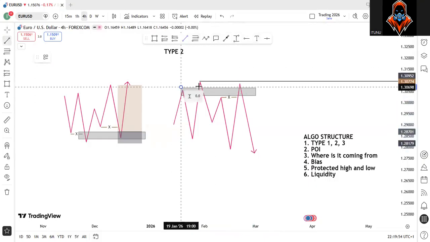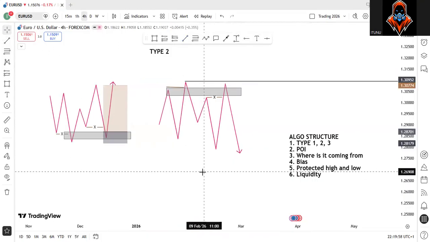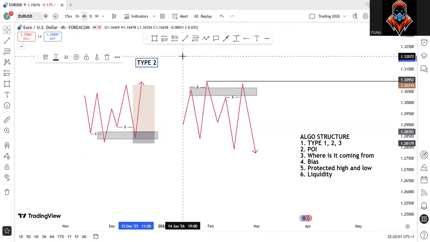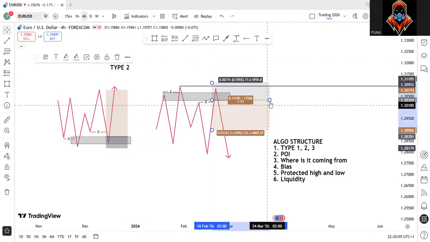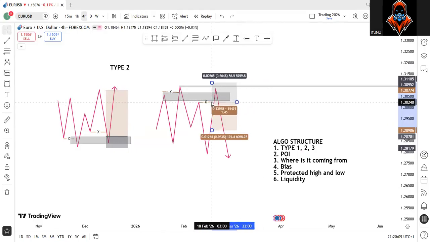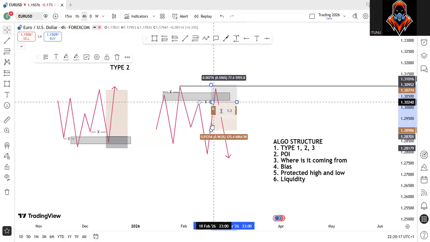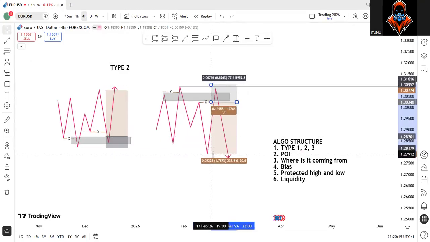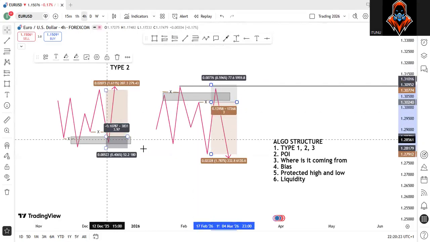Our sweep, then we set our limits either at our PY or at the liquidity point, because we know that price is always meant to reach the liquidity point for our move to start. Then overall target. So this is for a bearish scenario, this is for a bullish scenario.